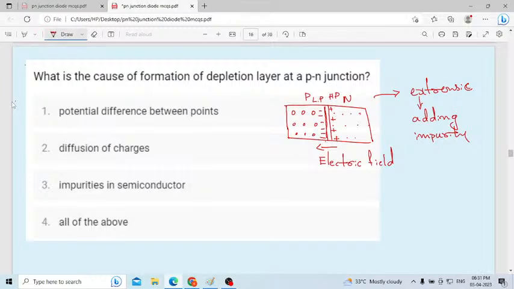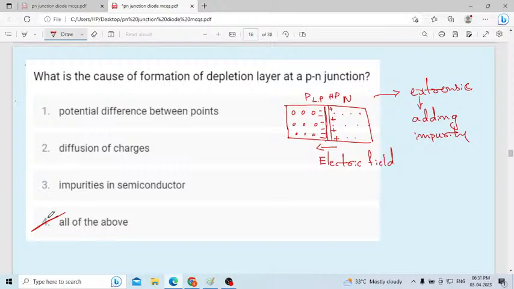Tell me, because this one includes everything. You will observe the potential difference between the points, one positive, one negative, even diffusion of the charges will happen, and even impurities in the semiconductor. Therefore your answer is the fourth one, all of the above. All of the above is the correct answer. Understood now why the fourth option is the correct one?